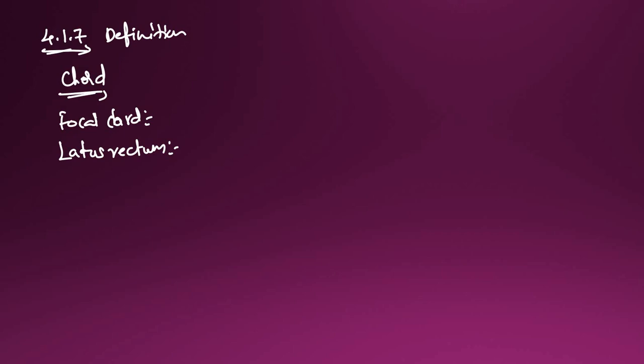The latus rectum: an ellipse has two latus recta. The latus rectum is given in your textbook. What is the value of the latus rectum? Go to page number 138 and please go through it. There you find that L dash is equal to 2b square by a. This is the latus rectum of the standard form.